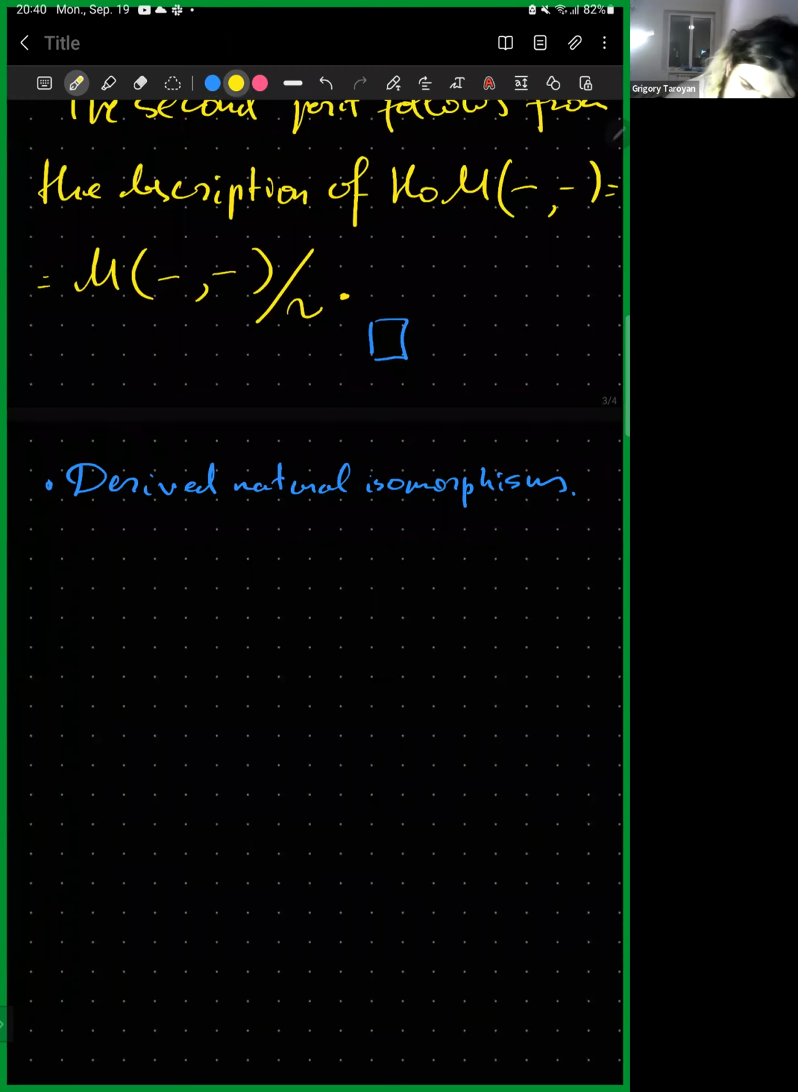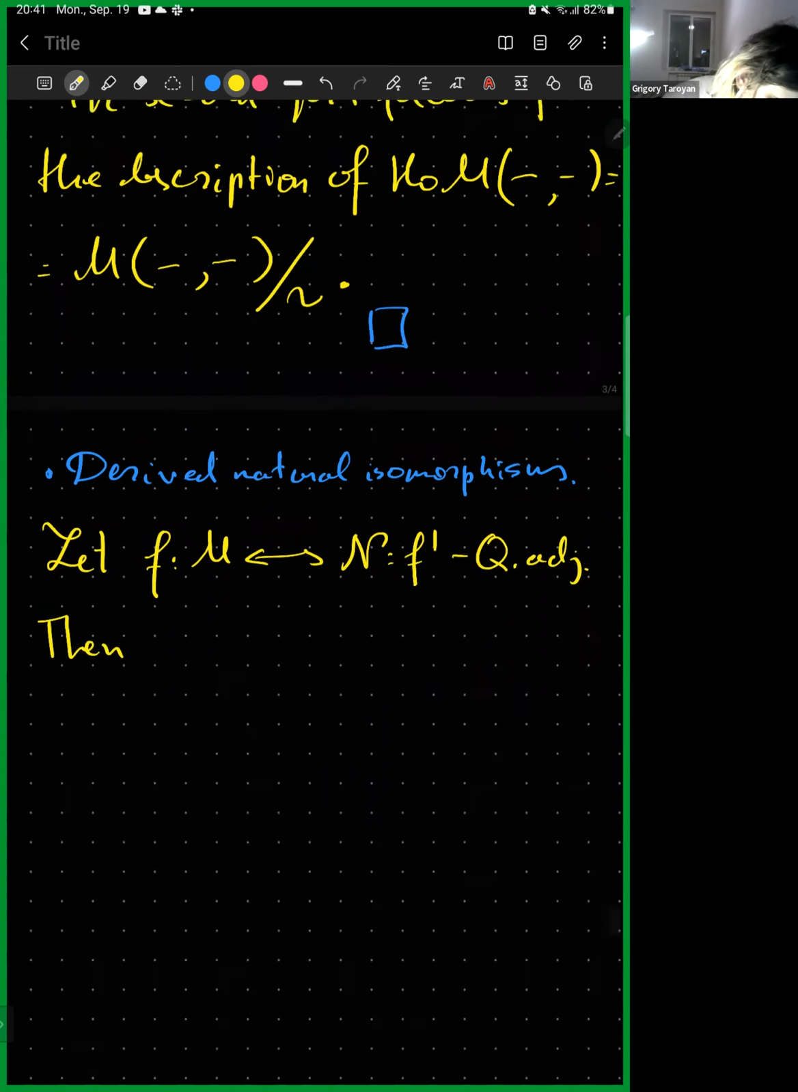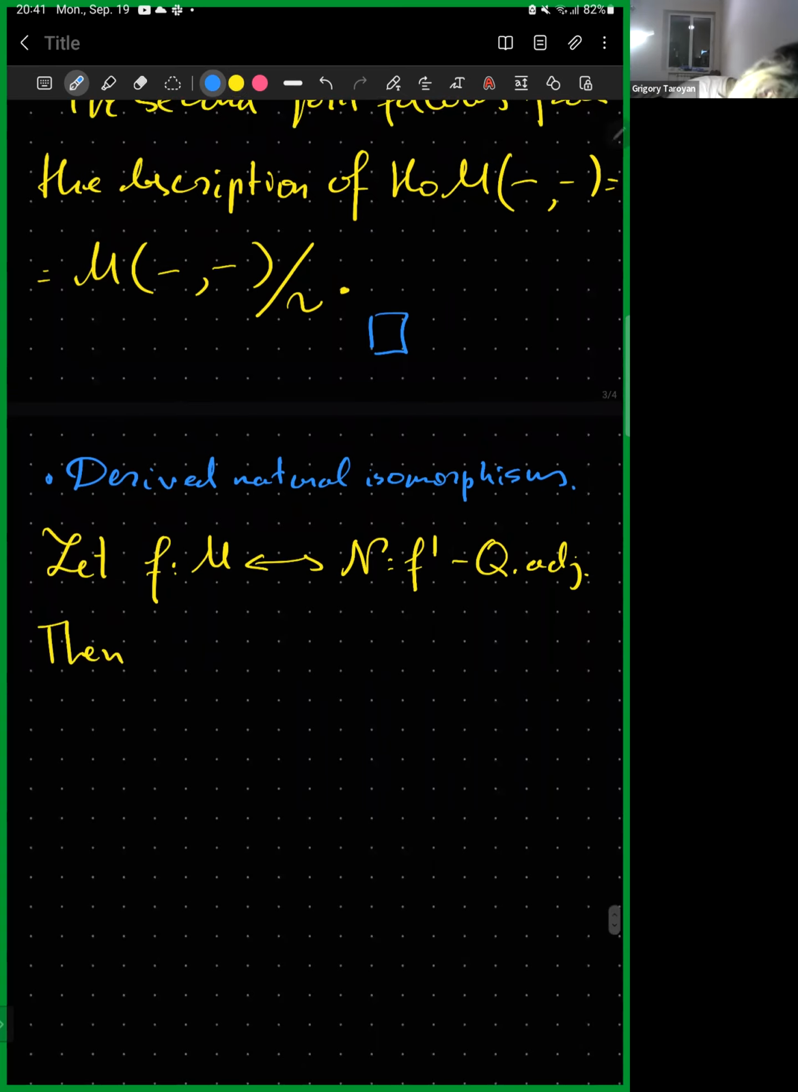So the setup remains the same. We once again have a Quillen adjunction. Then, probably I should formulate this as a proposition of some kind. So I write it in here. So assume that we have a Quillen adjunction, then there are unique functions u and u prime.